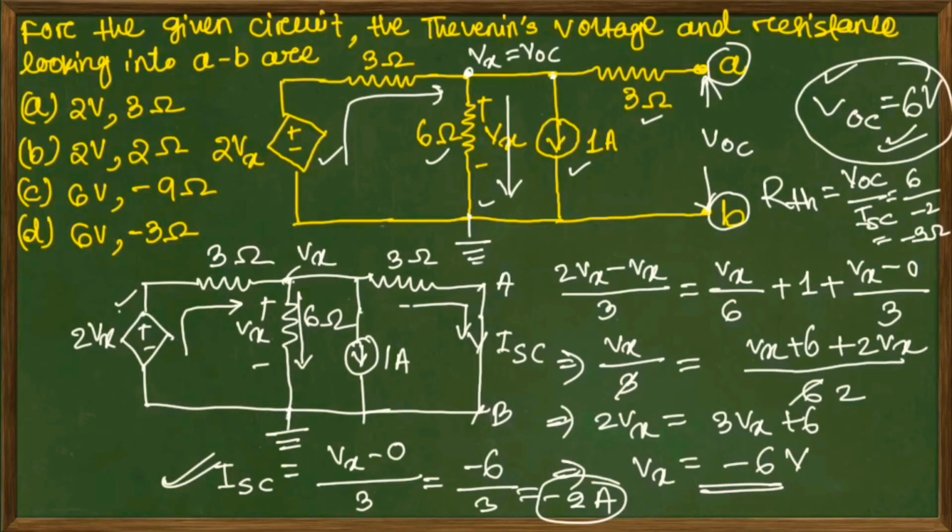So here the open circuit voltage between the points A and B we got 6 volt, and RTh, that is Thevenin's resistance, we got minus 3 ohm. So here option D is your right answer. Now let's move on to the next question.